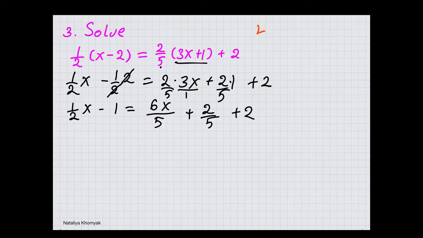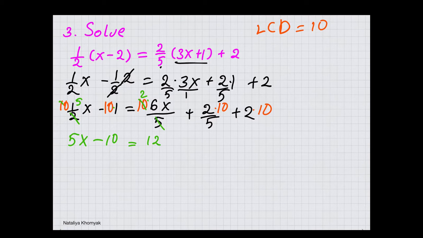On this step, you need to calculate the least common denominator, and the least common denominator of 2 and 5 would be 10. So let's multiply each term by 10. So let's reduce 2 into 10 5 times. We have 5x minus 10 times 1, 10, equals to 5 into 10 2 times. 2 times 6 gives us 12x plus 2 times 5 into 10 2 times plus 2 times 10, 20.